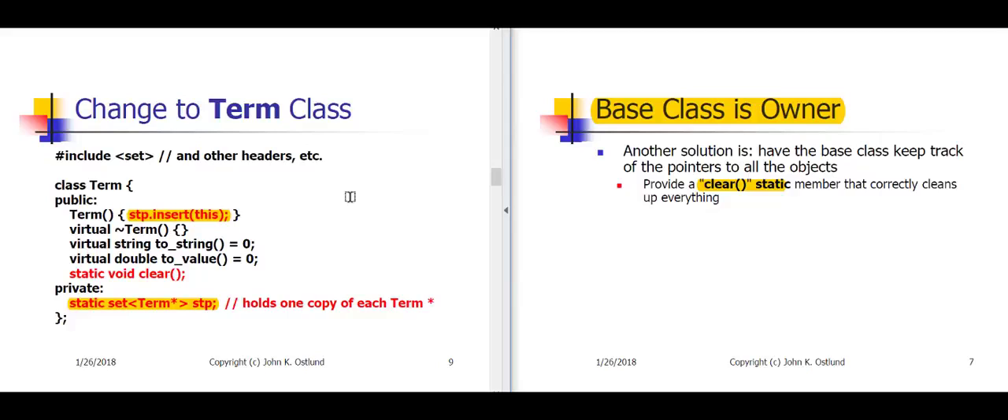Okay, so if we create a constant, which is a kind of term, the address of the constant will be inserted into this set of term pointers in the term class. Likewise, if we create a variable, or if we create a plus, or if we create a divides, each of these terms will have its address stored in this set of term pointers in the base class. In order that the application developer can clear all the terms, we're adding a static member function named clear, which will traverse through all of the term pointers in the set and delete each one.